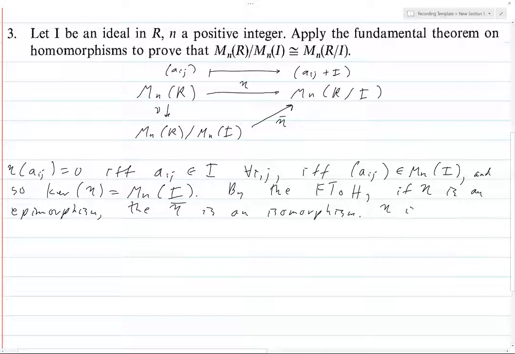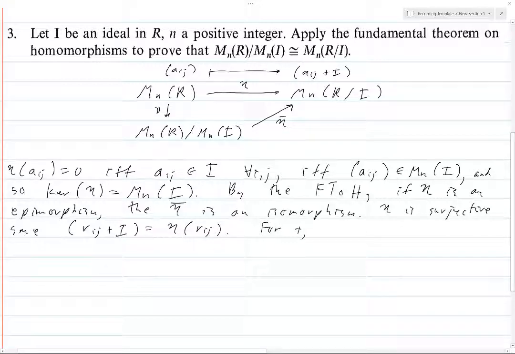So eta is surjective, since given any matrix in M_n(R/I), you can write it as (R_ij + I), because that's what the elements of R/I look like, and this is just by definition eta of (R_ij), and R_ij is just an element of M_n(R).